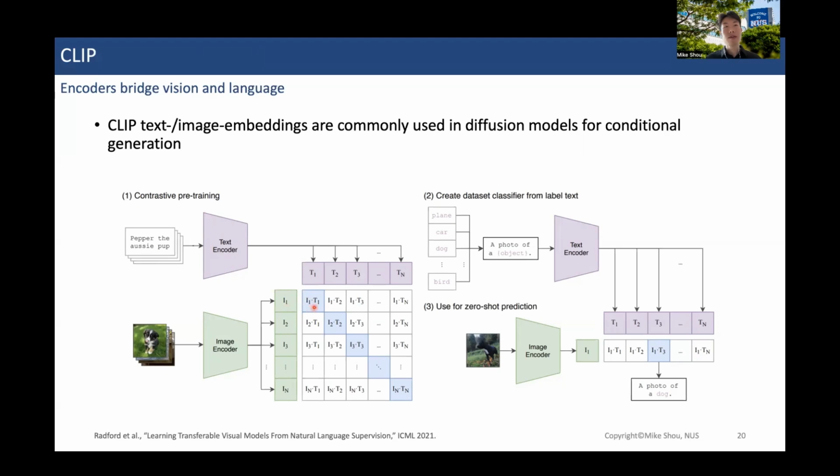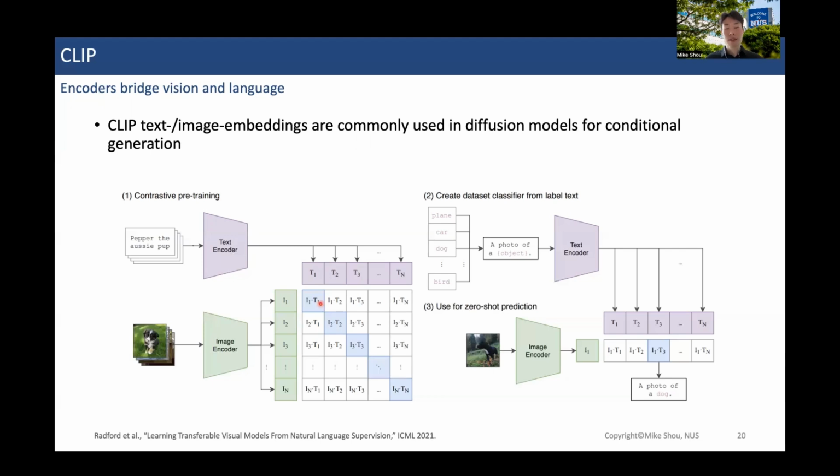They match if these two, like I1, T1, are corresponding to the same thing, then the similarity should be high. So this is the training objective, and after training on a lot of data, they would not only have these two feature extractors, but also the embeddings are in the same semantic space, so that they would have higher similarity if they correspond to the same image.